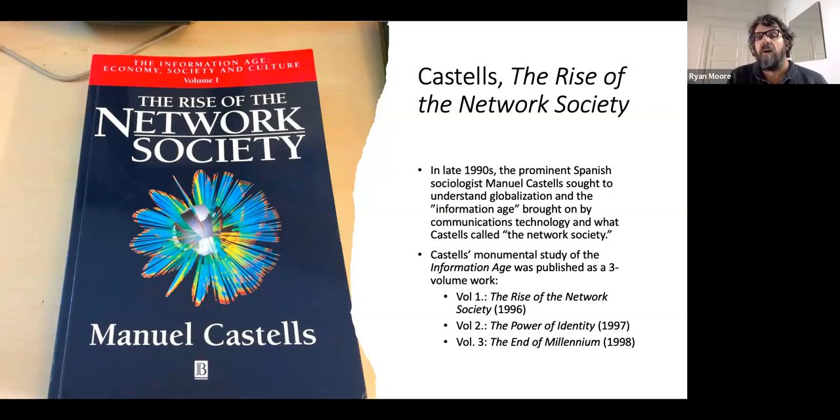So the first volume is called The Rise of the Network Society, and it looks more at the economic factors, the political economy of global capitalism. Volume two, The Power of Identity, looks at the impacts this has on people's lives, their sense of identity, and also on the social movements that in one way or another try to contest this network society. And then volume three, called End of Millennium, looks more at the breakdown of communism and the Soviet Union, and tries to chart the way forward in terms of global capitalism.